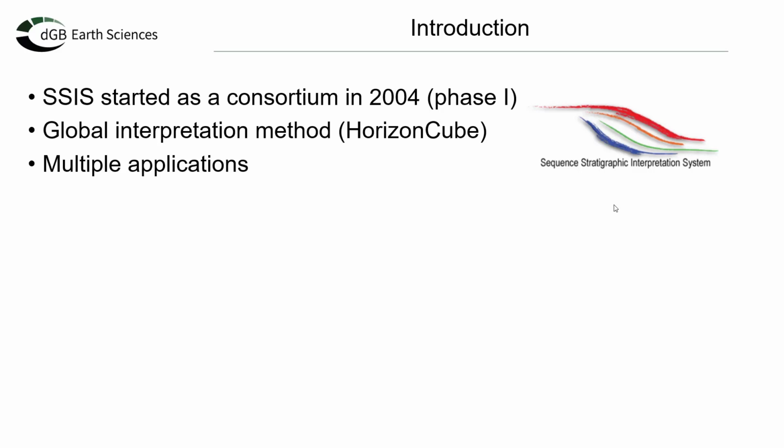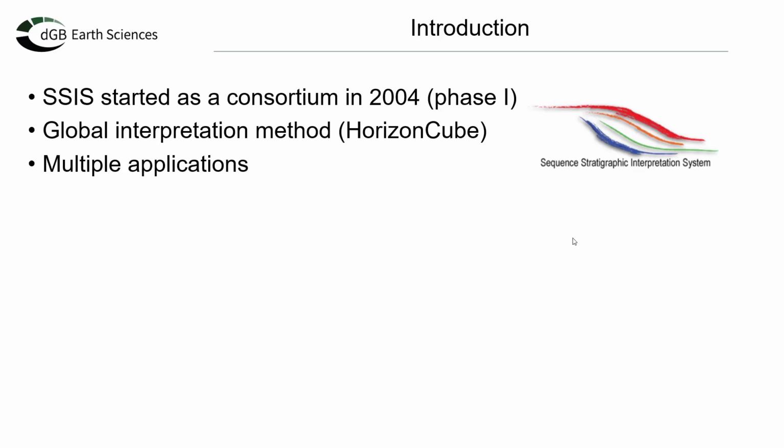At the base of the Sequence Stratigraphic Interpretation System is the HorizonCube, which is the global interpretation method from DGB in OpendTect. So we'll also have a look at what a HorizonCube is and so forth, just briefly. The name Sequence Stratigraphic Interpretation System implies that it is for, of course, sequence stratigraphic interpretations, but in fact this tool has multiple applications, as we will see.